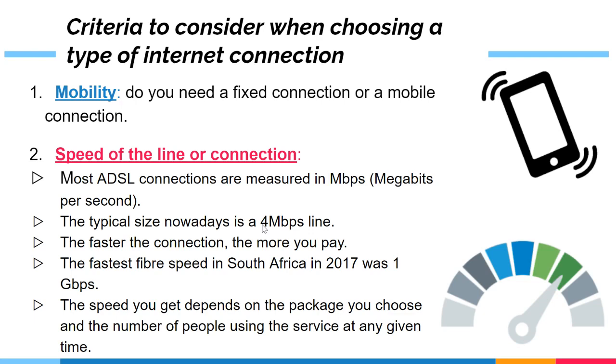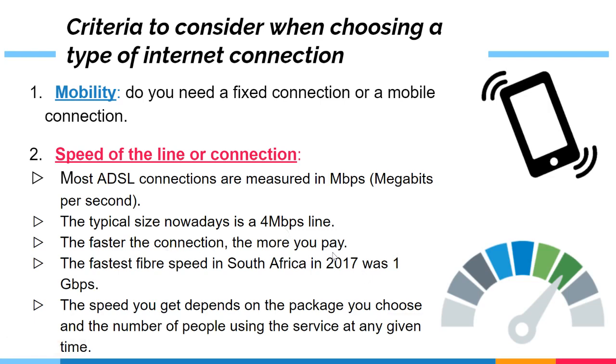Most ADSL connections are measured in megabits per second. Typical line size could be about 4 megabits per second. I would say probably in 2021, the average size is probably looking at 10 megabits per second. ADSL is sort of being phased out in South Africa, so the 10 megabit per second line would probably be your fiber line. The faster the connection, the more you pay.